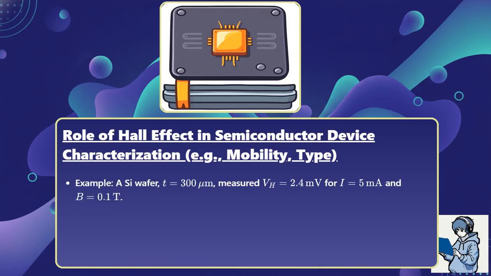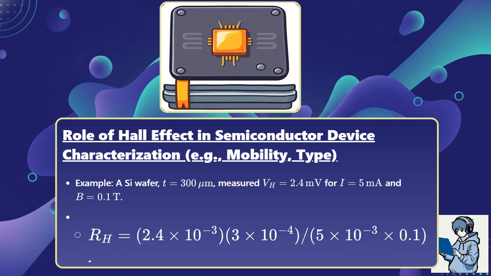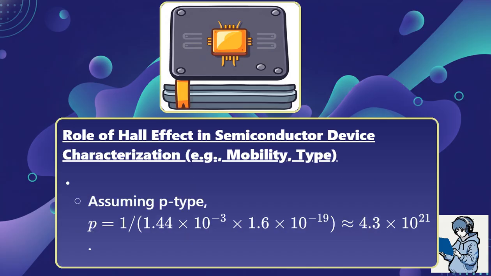Example: a silicon wafer, thickness 300 micrometers, measured Hall voltage 2.4 millivolts for current 5 milliampere and magnetic field 0.1 Tesla. R_H = 2.4 times 10 to the minus 3 multiplied by 3 times 10 to the minus 4 divided by 5 times 10 to the minus 3 times 0.1, which equals 1.44 times 10 to the minus 3 cubic meters per coulomb. Assuming p-type, p = 1 divided by 1.44 times 10 to the minus 3 times 1.6 times 10 to the minus 19, approximately 4.3 times 10 to the 21 per cubic meter.